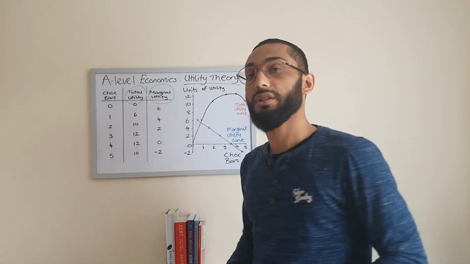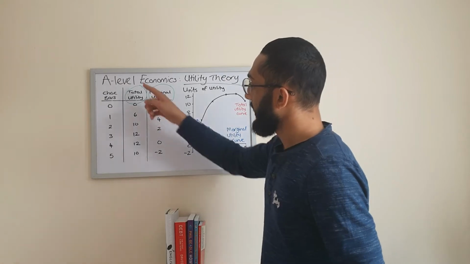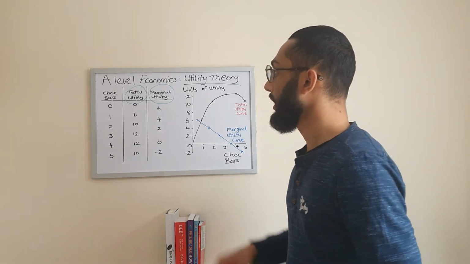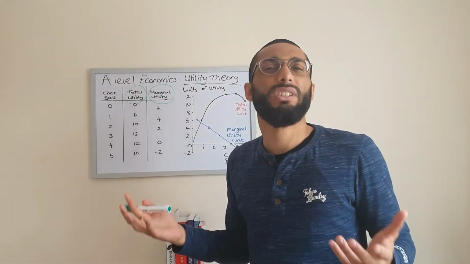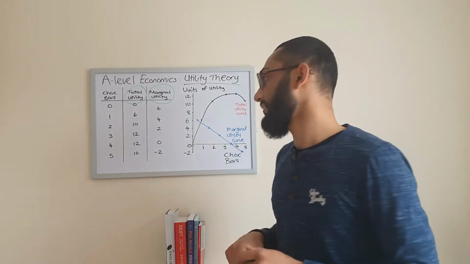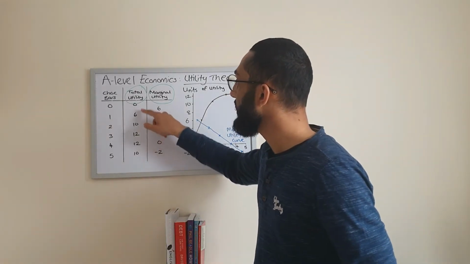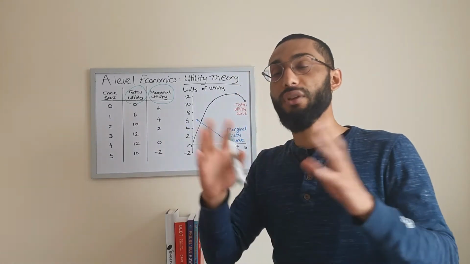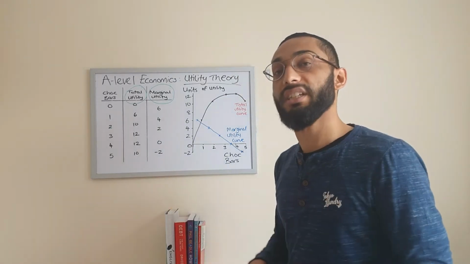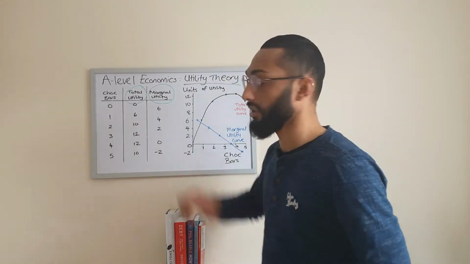You will potentially consume 5 chocolate bars. Now, when it comes to total utility, the total satisfaction of consuming those chocolate bars, when you consume 0 chocolate bars, there's 0 satisfaction because you haven't eaten anything, you haven't tasted anything. But when you consume that first chocolate bar, your total utility increases in this case from 0 to 6. So now you have 6 units of total utility. You're happy, you're satisfied by 6 in this particular scenario.